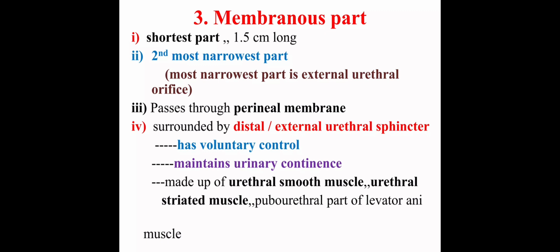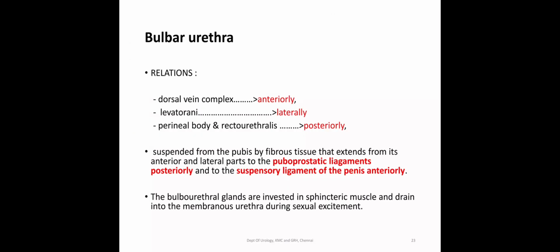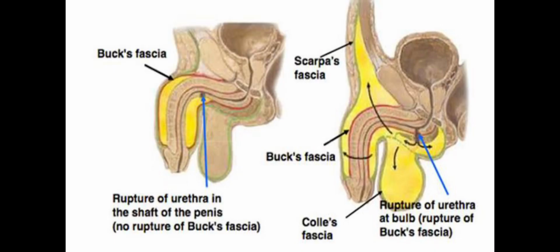Now coming to the bulbar urethra. The bulbar urethra has some important features. Number one, the bulbar urethra is the commonest site for stricture. Number two, the bulbar urethra is the commonest site for carcinoma of the urethra. The penile urethra is not that much exposed to injury.